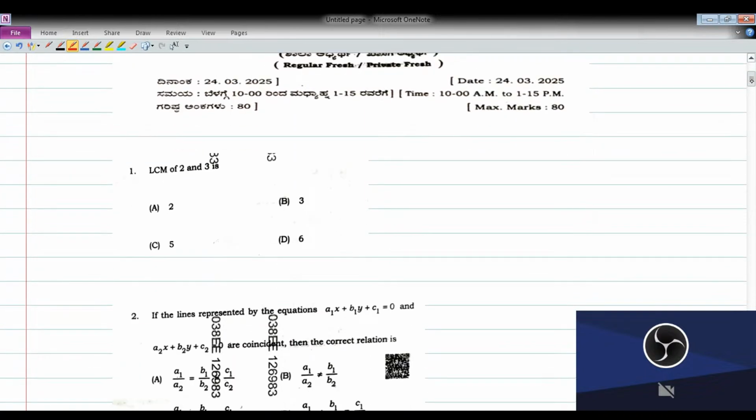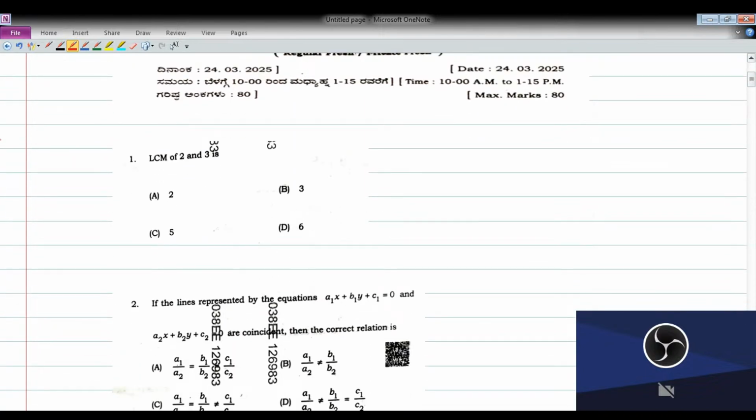The first MCQ is like this. LCM of 2 and 3. We all know as these two are prime numbers. So 2 and 3 are prime numbers. We know LCM will be equal to the product of the prime numbers. So LCM is equal to what? 2 into 3, that is equal to 6.